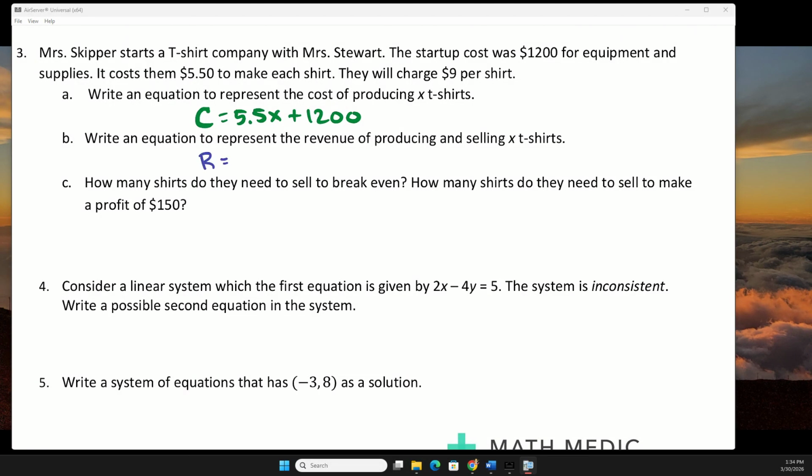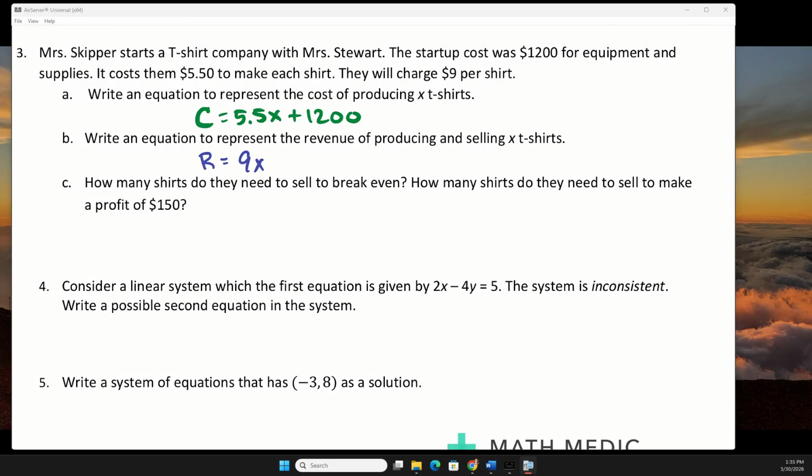So how much money we're going to bring in for producing and selling x t-shirts. How much are we going to charge them? 9. So it's going to just be 9x. $9 for every shirt we sell, that's how much revenue we'll bring in. All right, and then C wants us to figure out how many shirts we need to sell to break even.